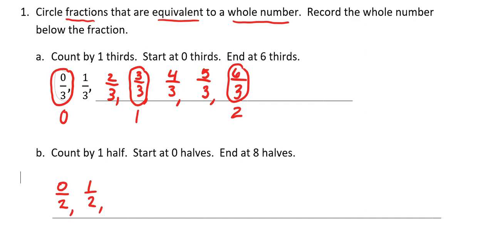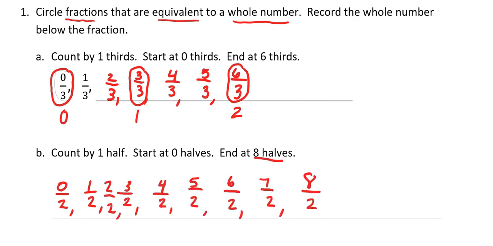1/2, and continue until I reach 8/2. Now that I've reached 8/2, I'll stop here. I'll go back and circle the fractions that are equivalent to whole numbers. I'll start by circling 0/2, since that's equivalent to 0. Now, if I think about my halves, it takes 2 halves to make a whole. So I'll circle 2 halves, that equals 1 whole.